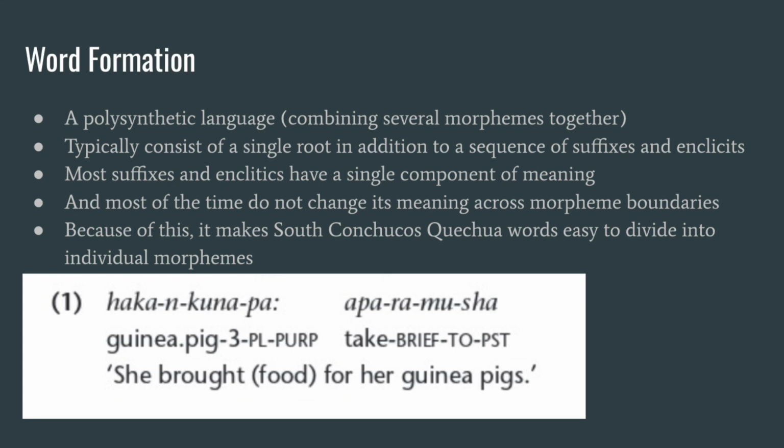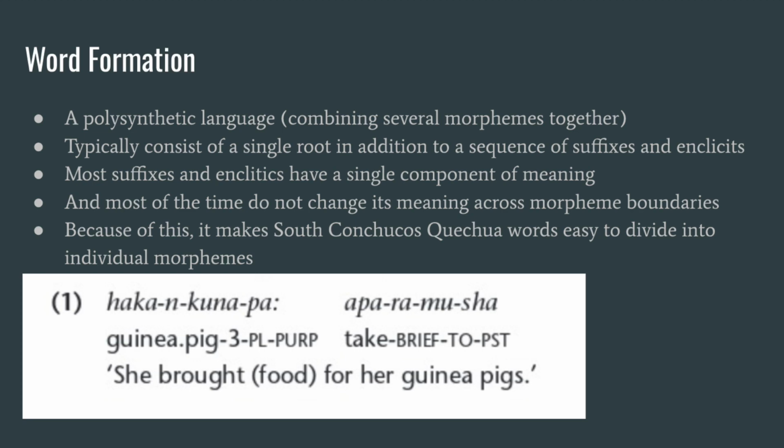Looking at the word formation, South Conchucos Quechua is a polysynthetic language, which means combining several morphemes together, and they typically consist of a single root in addition to a sequence of suffixes and inclitics. Most suffixes and inclitics have a single component of meaning, and most of the time they do not change meaning across morpheme boundaries. Because of this, it makes South Conchucos Quechua words easy to divide into individual morphemes.